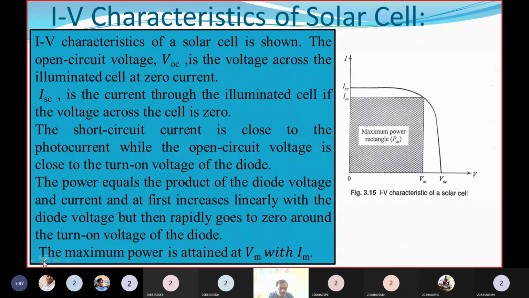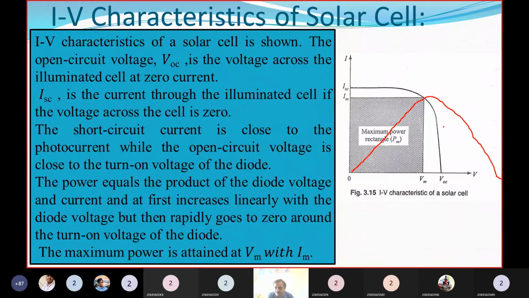Based on this, if you draw the power versus voltage diagram, I will draw it here. With increasing voltage, the power increases up to a particular value. After that, the power decreases. So this is the P versus voltage plot.